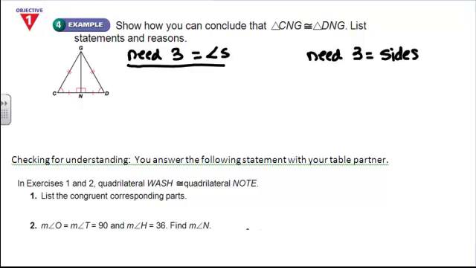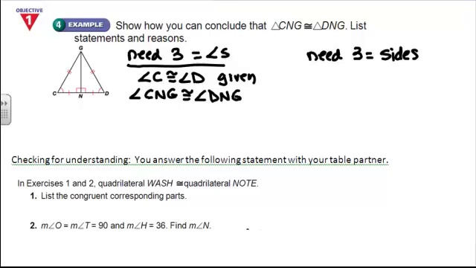All right, let's see what we're given. For my angles, I know angle C is equal to angle D. This is given. I know angle CGN is congruent to angle DGN because it's also given, all right angles are congruent. It's given by the marks.